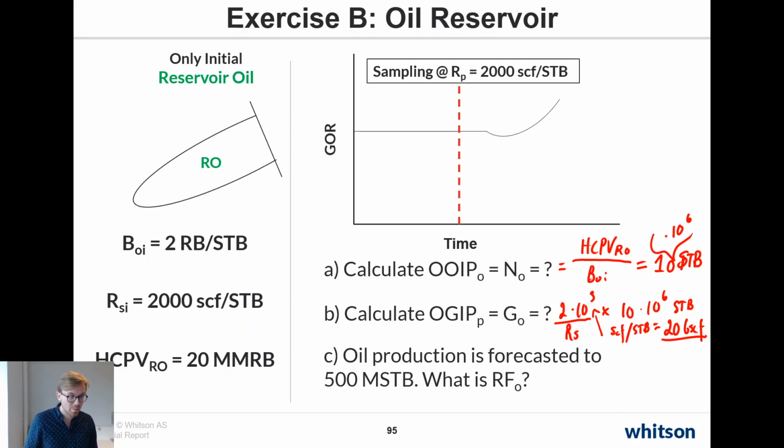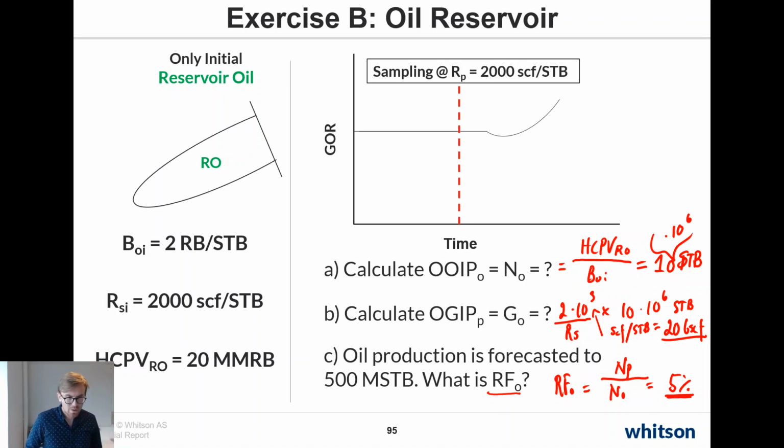Okay, so the oil production is forecasted to 500,000 barrels from this particular well, and we have calculated the hydrocarbon pore volume. So the question is then, what is the recovery factor from reservoir oil? And per definition, that's just the cumulative oil production that's forecasted, I guess, in this case, divided by NO, which will give us, in this case, 500,000 divided by 5 million, which is just 5%. And this is probably an example from an unconventional well where the recovery factors are low.